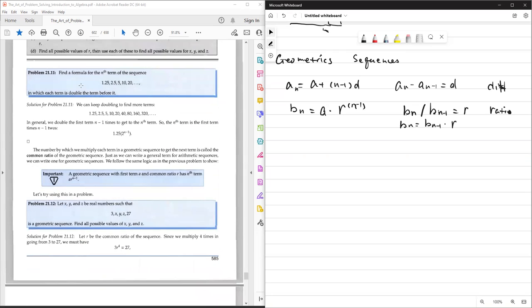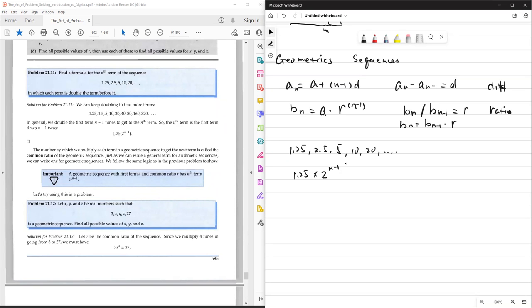Okay, so find the formula for the nth term of the sequence. 1.25, 2.5, 5, 10, and 20. Sometimes it's really hard to see, but this one you can say the first term is 1.25. The next number doubles the previous one, this number doubles the previous one, this number doubles the previous one. So this is multiplied by 2 to the n minus 1 power.